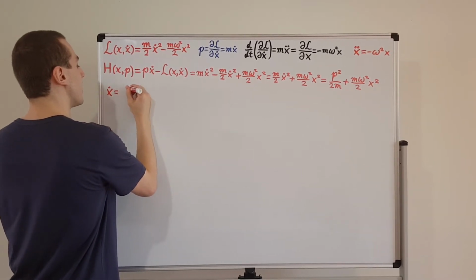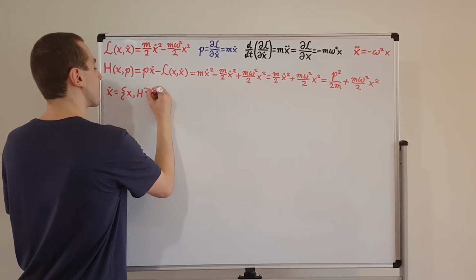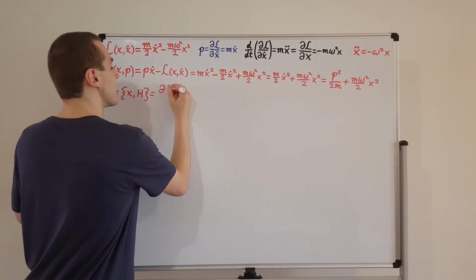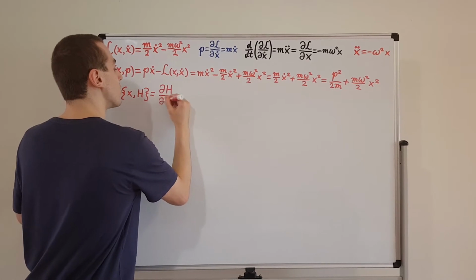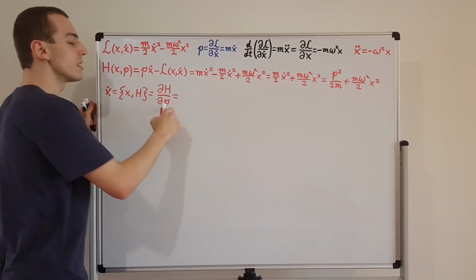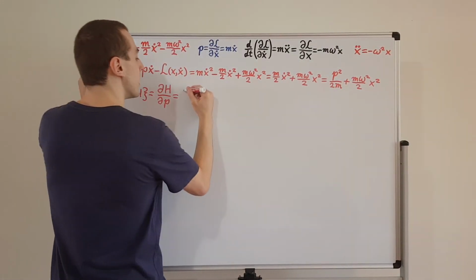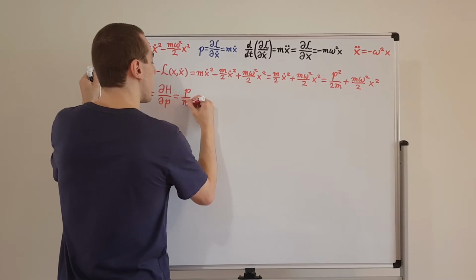What is x dot? Well, x dot is the Poisson bracket of x with the Hamiltonian. And that's the same as the partial derivative of the Hamiltonian with respect to momentum. And what's that going to be? We have to do the partial derivative with respect to momentum. We have p squared over 2m. We can use the power rule again. That's going to give p over m.